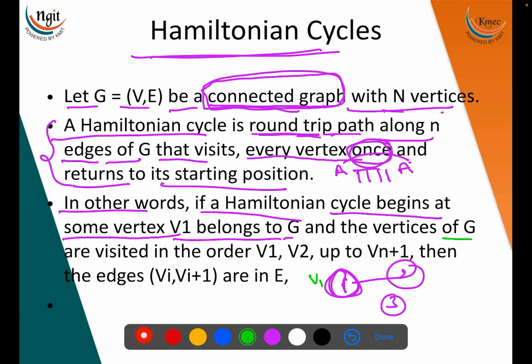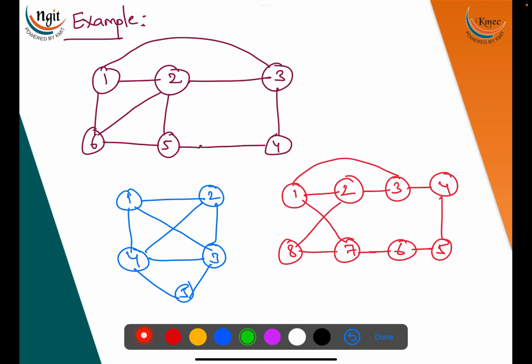And the vertices of G are visited in the order v1, v2, that is the visited order. I have visited v1, that is 1. Then as I found the path between 1 to 2, the next visiting vertex is 2. That's what v1, v2 up to vn+1. Then the edges (vi, vi+1) are in E. So this is what a connected graph. Now let's see a few examples of which graphs will generate Hamiltonian cycle and which will not.